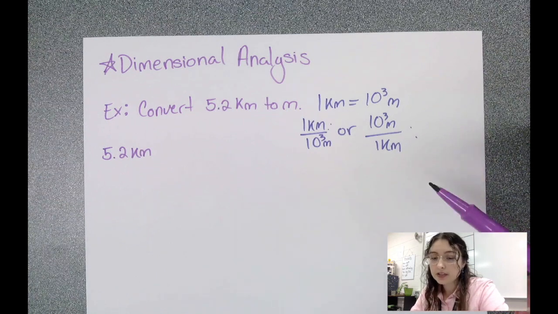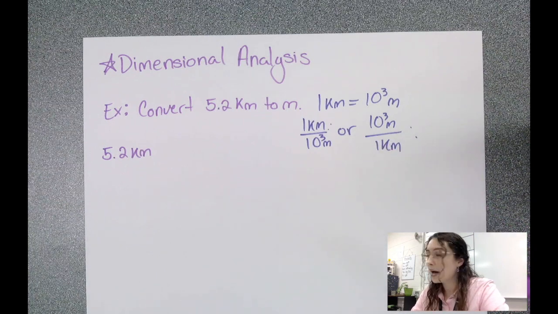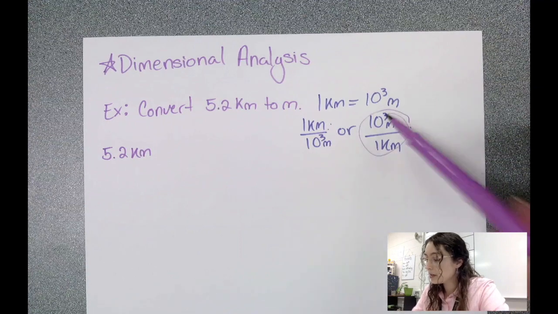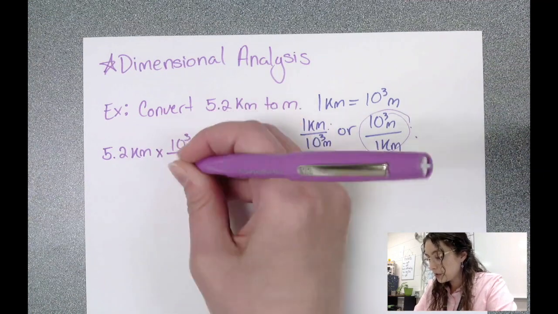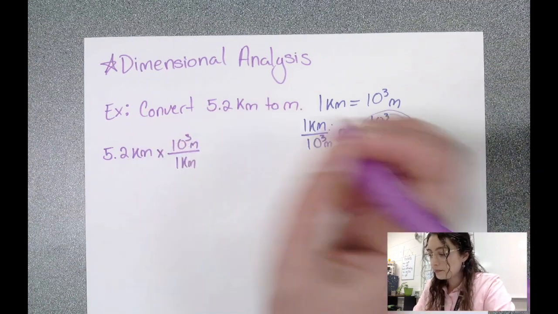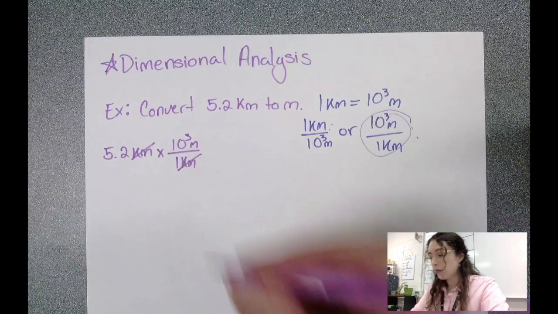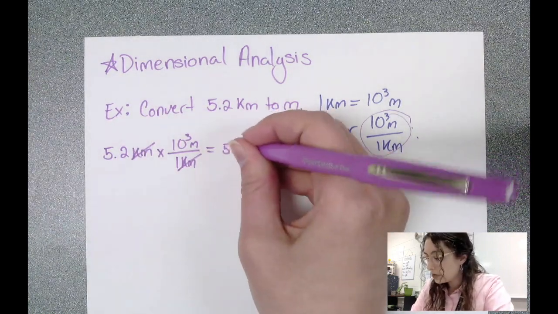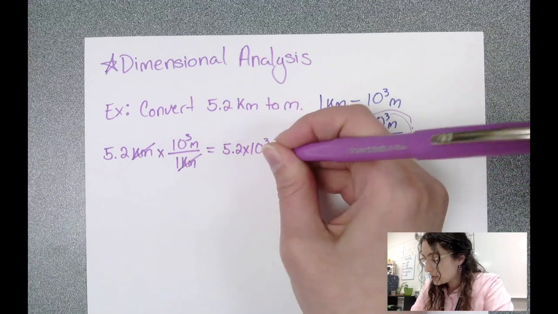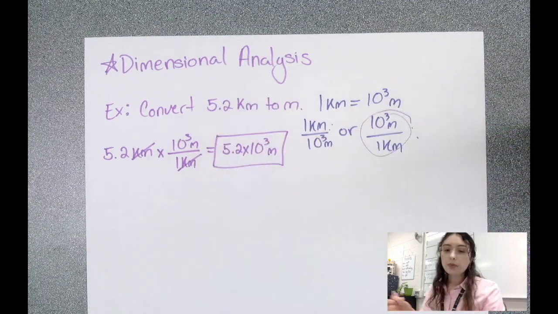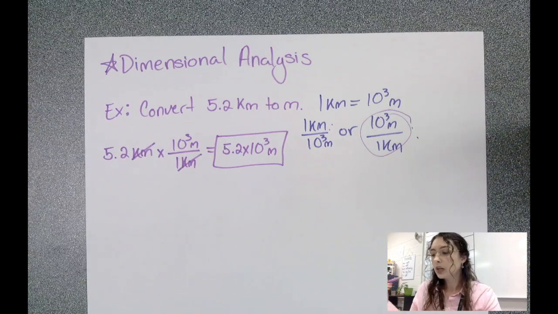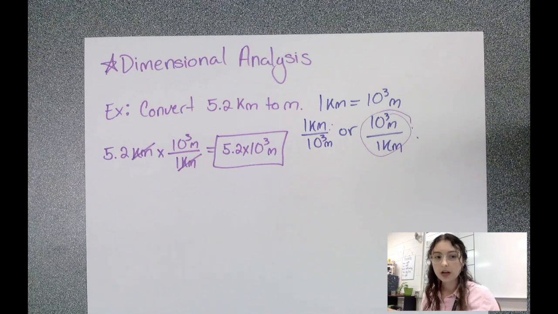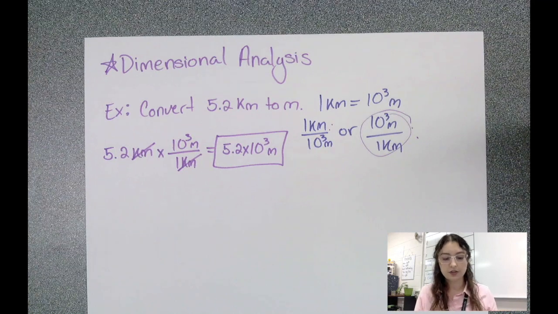Remember, to be able to cancel things, the units have to be on top and bottom. So that is going to be this conversion factor. So I'm going to multiply by 10 to the third meters over 1 kilometer. Now we can see units of kilometers cancel, and I end with an answer of 5.2 times 10 to the third meters. Now remember, when you're just doing dimensional analysis, your number of significant figures should never change because conversion factors, we assume that they have an infinite number of significant figures.